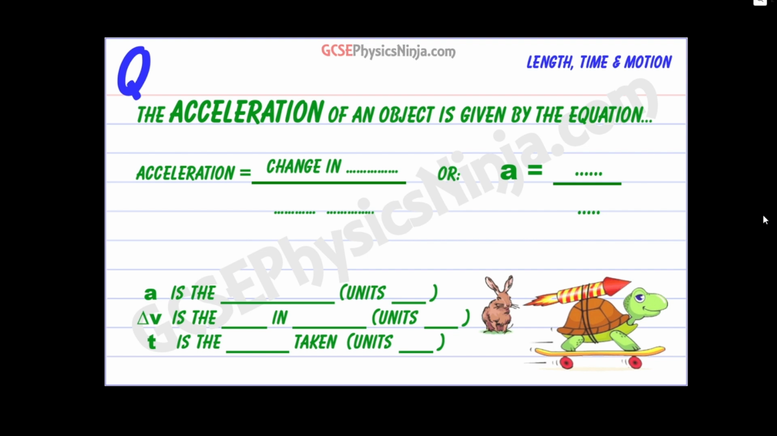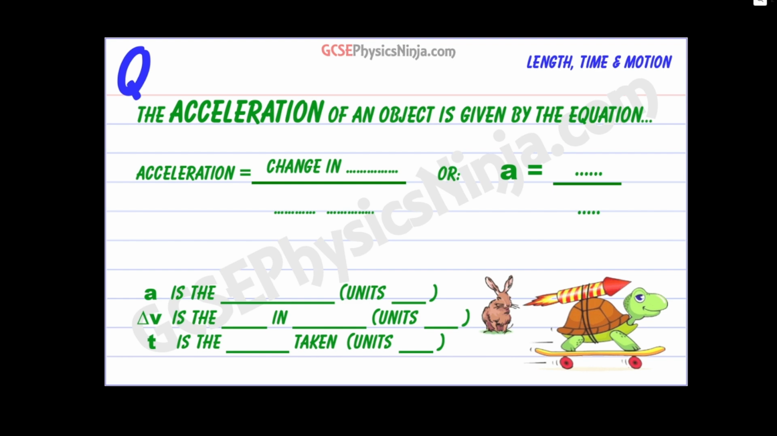When objects speed up, we say that they are accelerating. And if objects slow down, then we say they are decelerating. We can work out the acceleration of an object by this simple formula.